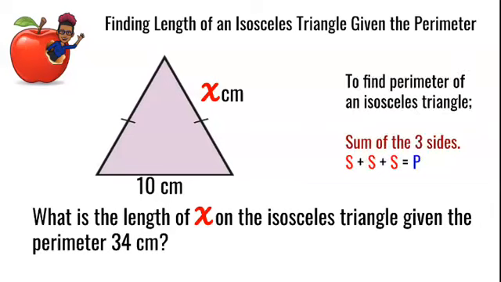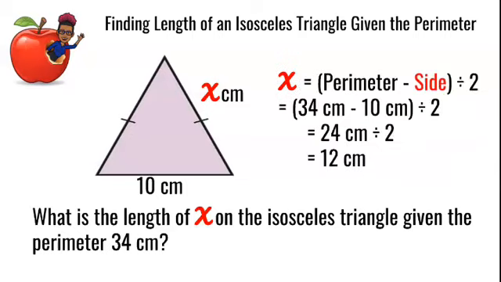Now, to find the perimeter of an isosceles triangle, we found the sum of all three sides. So side plus side plus side is equal to our perimeter. Now, in this case, we're not finding perimeter, we're finding our length of side x. Now, x is equal to perimeter minus that side, the side that we know. So we know that there's a side 10. So in other words, we're going to minus 10 from our perimeter.